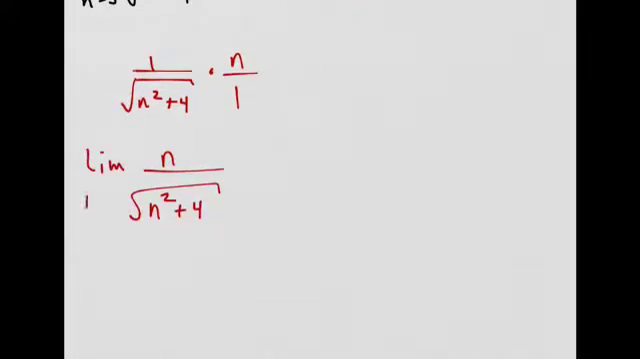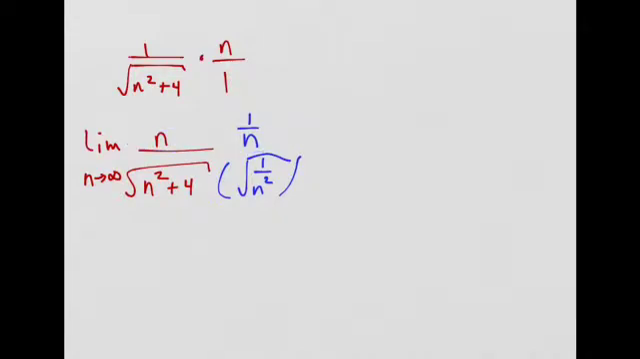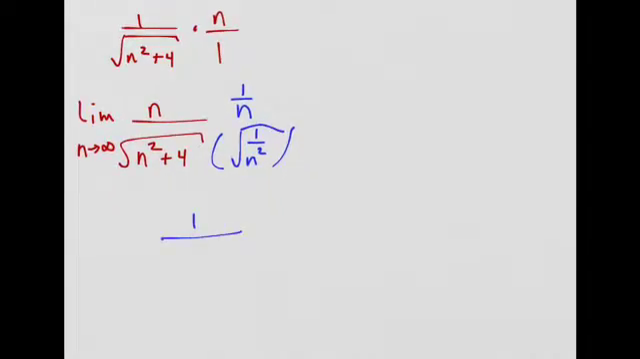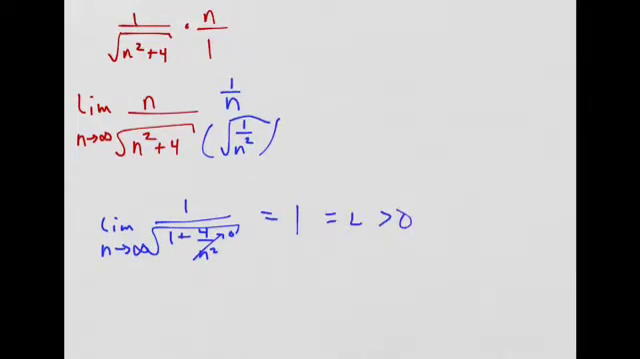Now if I take the limit as n approaches infinity, let's see what happens. Well, I think this one also goes to 1. But remember our trick. We can multiply by 1 over the square root of n squared, and I'm going to do that in the top and the bottom. Well, the square root of n squared, that's just n, so 1 over n. Those are the same. So if I multiply those two, I get 1 divided by 1 plus 4 over n squared underneath the radical. This goes to 0 as n approaches infinity, and then this goes to 1, which is L, and that's greater than 0.